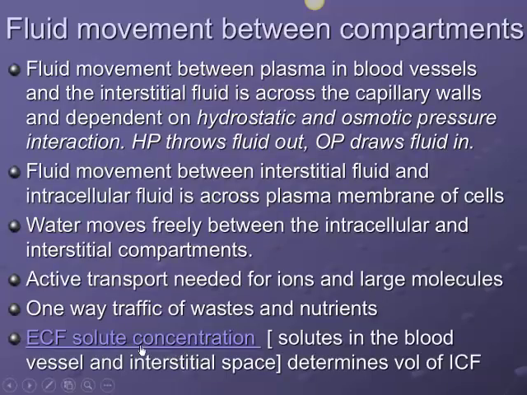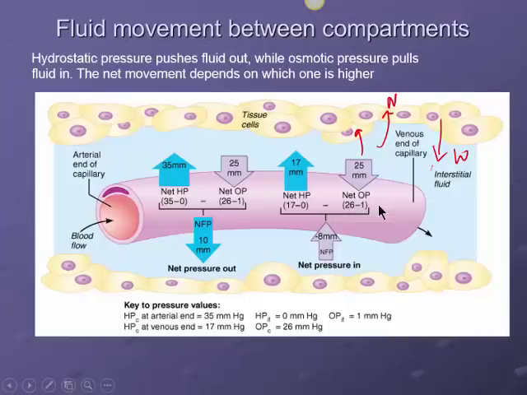The extracellular solute concentration is extremely important. This determines the volume of intracellular fluid. In other words, whatever the extracellular solute concentration is within the blood vessels, that will determine how much fluid will go out into the interstitial fluid or how much fluid will come into the interstitial fluid. And then whatever the extracellular solute concentration is here in the interstitial space, that will determine what the volume of the intracellular fluid compartment is.